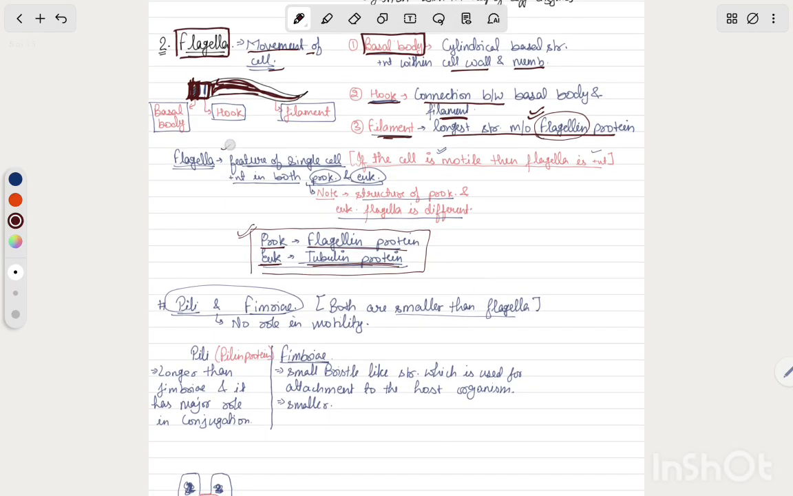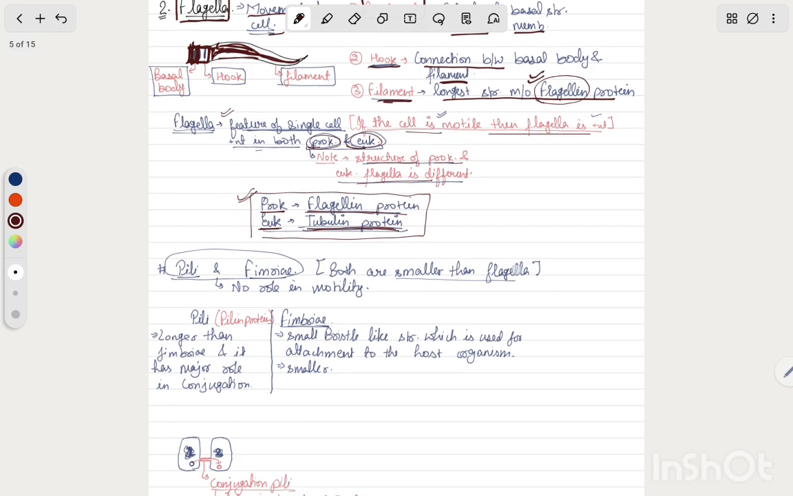Flagella is generally a feature of a single cell. If the cell is motile, then flagella should be present. If a cell is non-motile, then flagella is absent. It is present in both prokaryotes as well as eukaryotes. We have already discussed the difference: the structure of prokaryotic and eukaryotic flagella is different. In prokaryotes, flagella is made up of flagellin protein, while in eukaryotes, flagella is made up of tubulin protein.